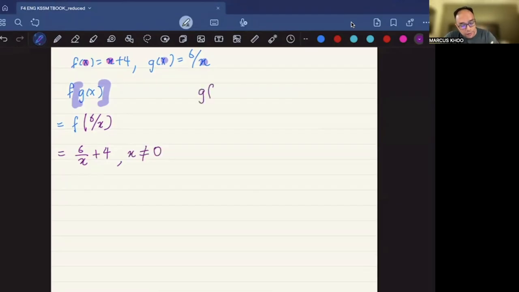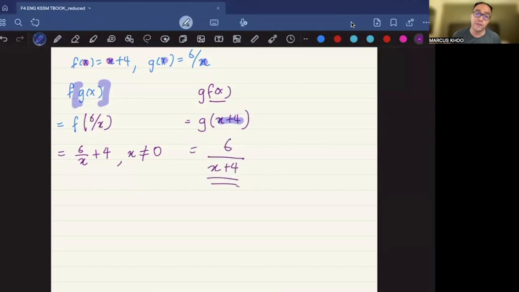Secondly, g(f(x)). Our object now is f(x). So let's keep the g and put in our object. Our object is x plus 4. Once again, this is the object, so let's put the object into the function. So this will give you 6 over x plus 4. End of story. You cannot continue anymore from there, so we just leave it as it is.